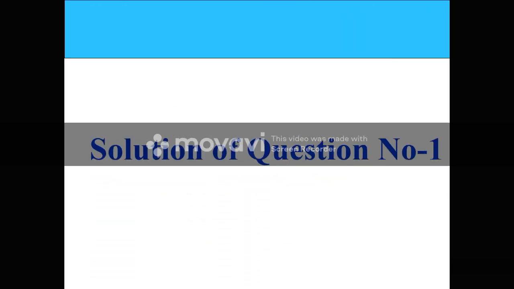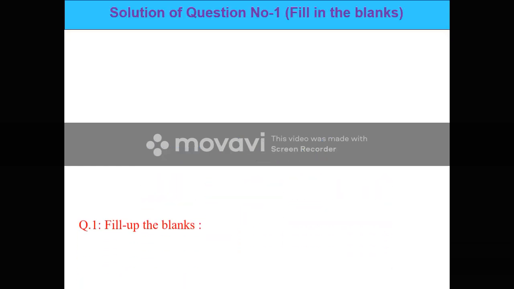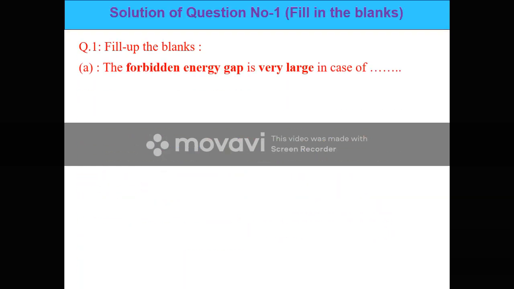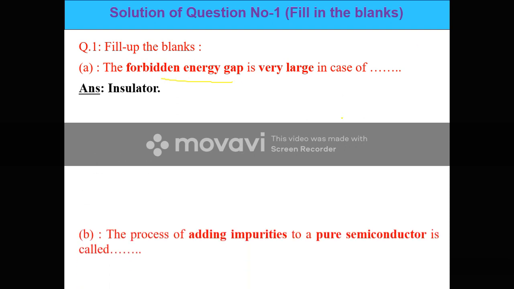Next we will be discussing the solution of question number 1, fill in the blanks. The first question is: the forbidden energy gap is very large in case of what? In case of an insulator, the energy gap is very high. So the answer is insulator.